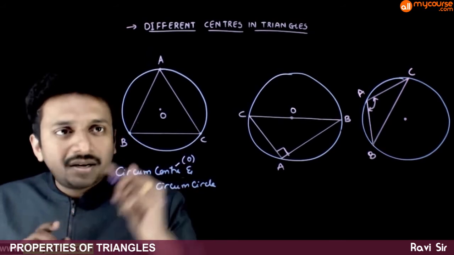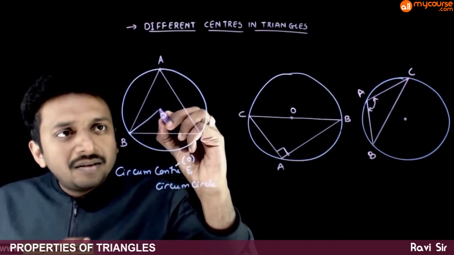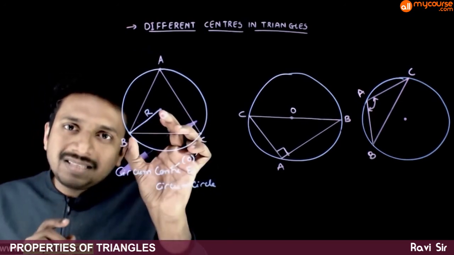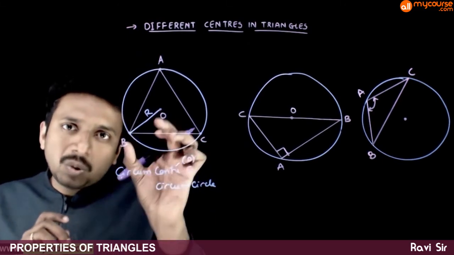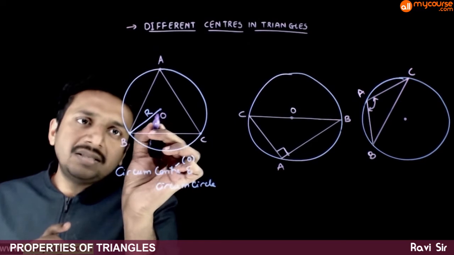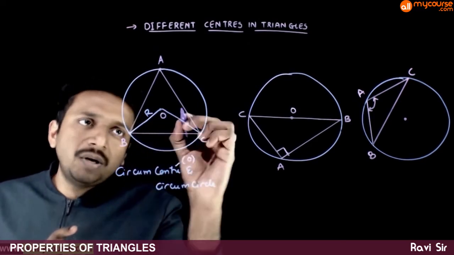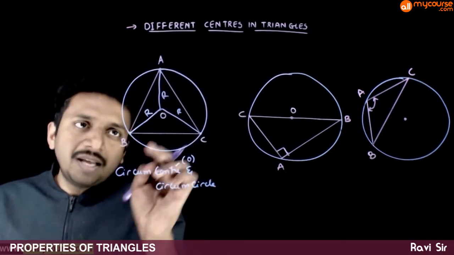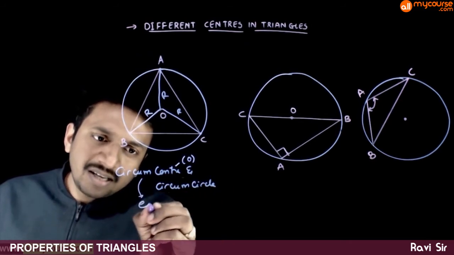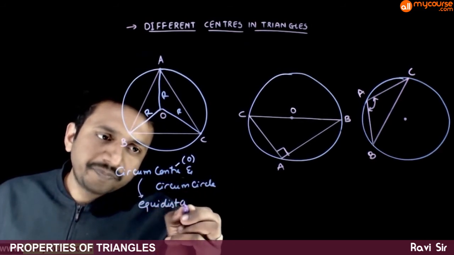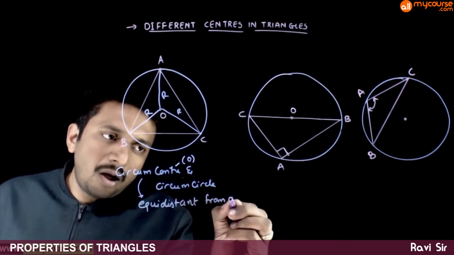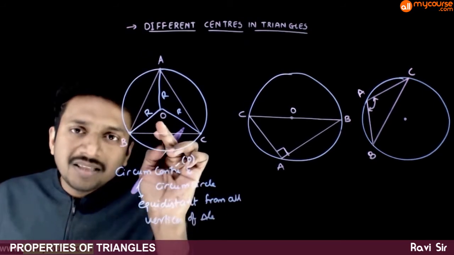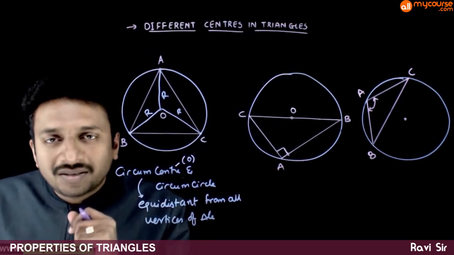So if O is a circumcenter, obviously if I join O to the vertex B, the length of the line segment is equal to the radius of the circumcircle, usually denoted by capital R. So this is equal to capital R. This should also be equal to capital R, and this length should also be equal to capital R. That means the circumcenter is equidistant from all vertices of the triangle. The circumcenter is at equal distance from all the three vertices.